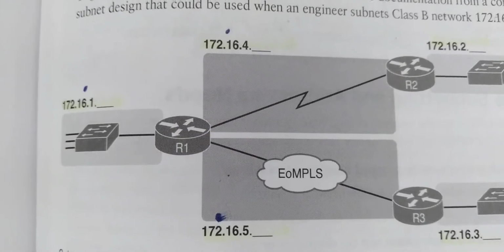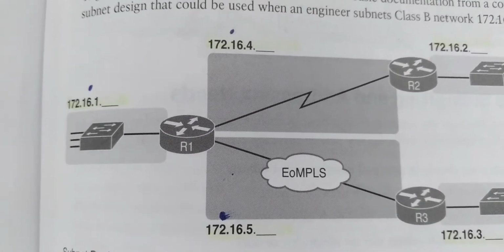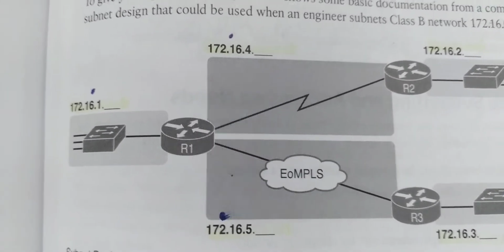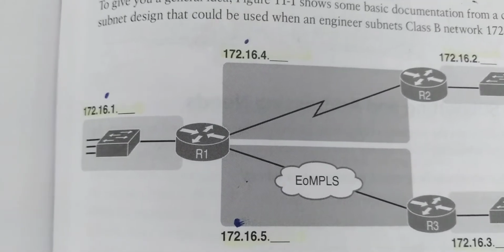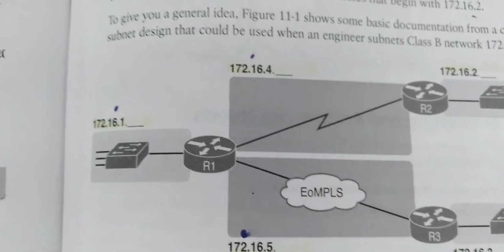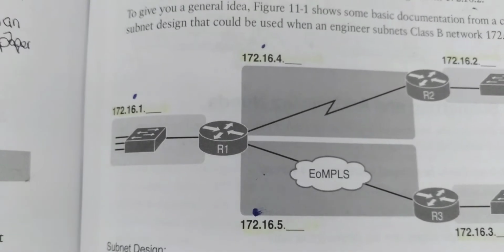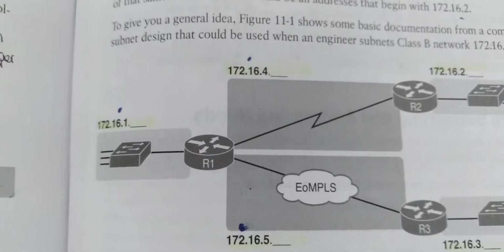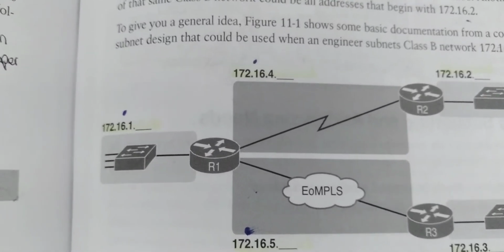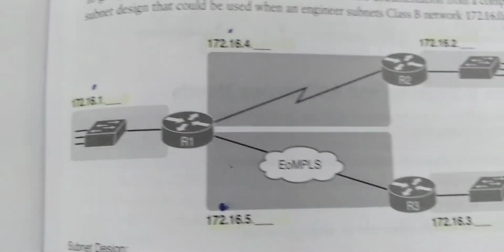Another example, Class A network 10.0.0.0 includes all addresses that begin with 10, and that's another private address. Okay, so an IP subnet is simply a subset of a Class A, B, or C network. In fact, the word subnet is a shortened version of the phrase subdivided network.